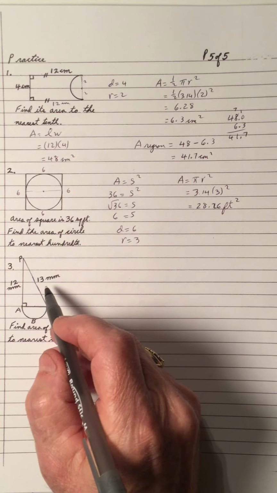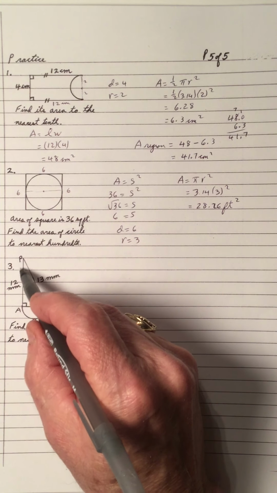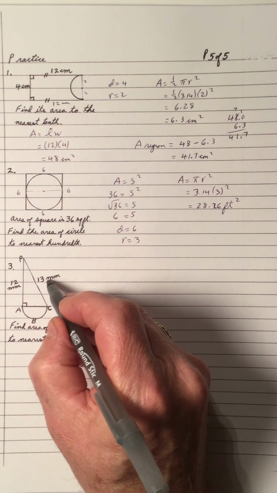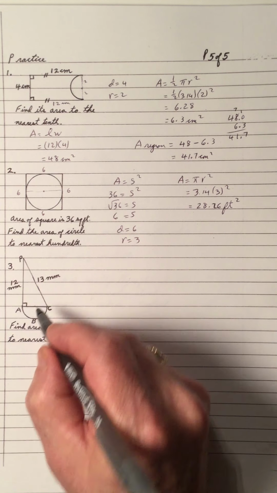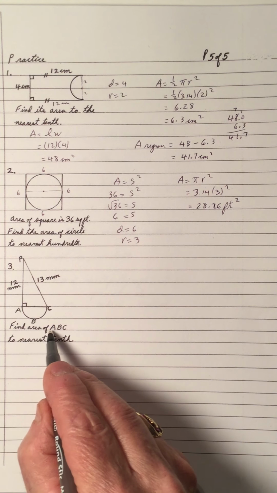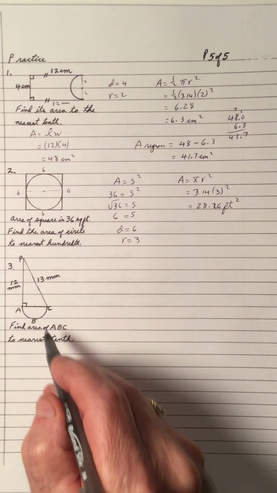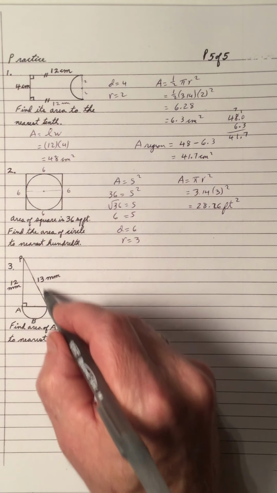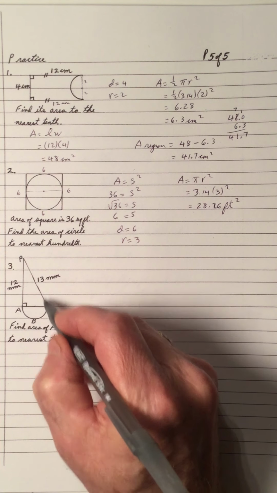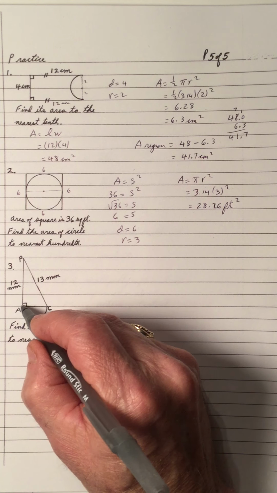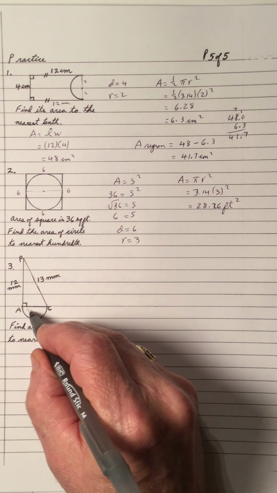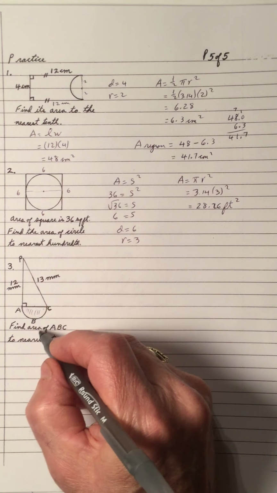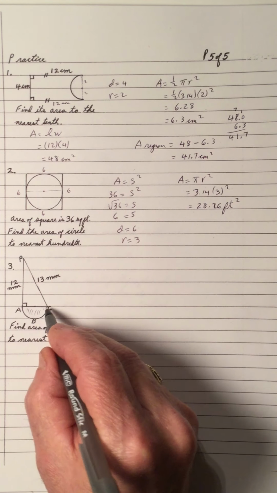And number 3, what do we have? It looks like we have a right triangle. The hypotenuse is 13, the leg is 12. We don't have this side, but it says find the area of ABC to the nearest tenth. Now, this whole diagram is PABC, but we just want the area of ABC, this piece right here, which looks like a semicircle. So what we have to do is get the length of AC.